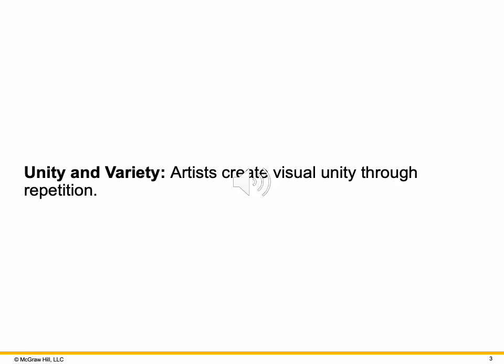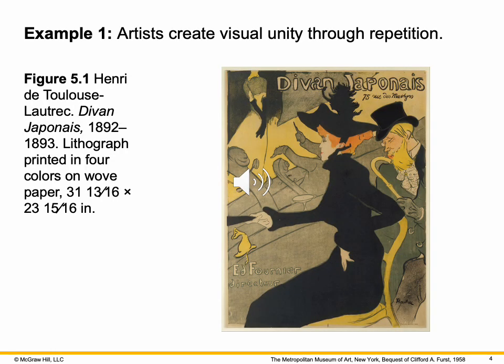Let's start with unity and variety. Artists create visual unity through repetition. The first thing that strikes us when we look at this work by Toulouse-Lautrec is the repetition of similar curving shapes in gray and black: musical instruments, arms, elbows, and letters. This repetition unifies the composition, tying the parts together.